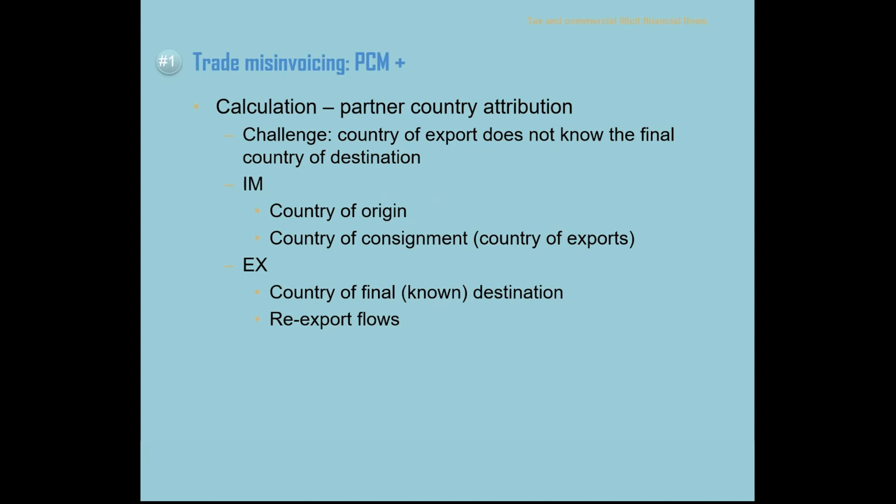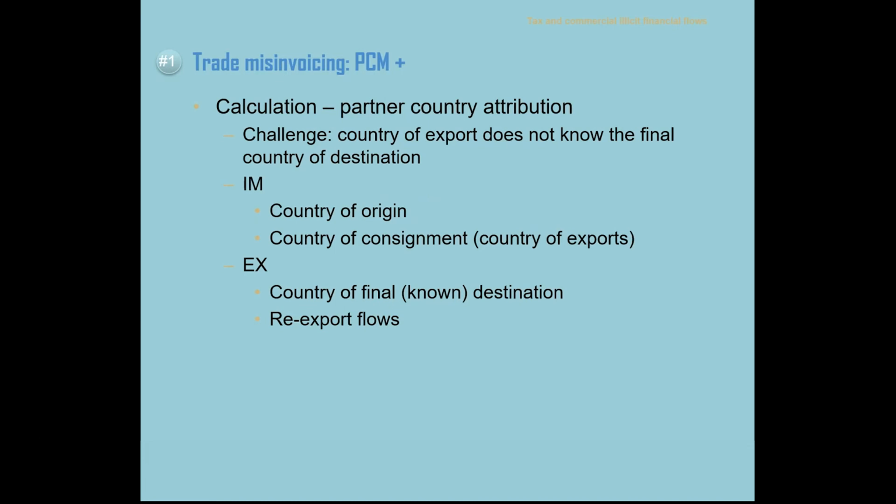country. The other one is a so-called country of consignment, which is sometimes also called the country of exports. This is the country where we directly imported the goods from, but the goods may not be originating from that country. On the export side, we again have a category that is usually required to observe these flows, which is the country of final destination.